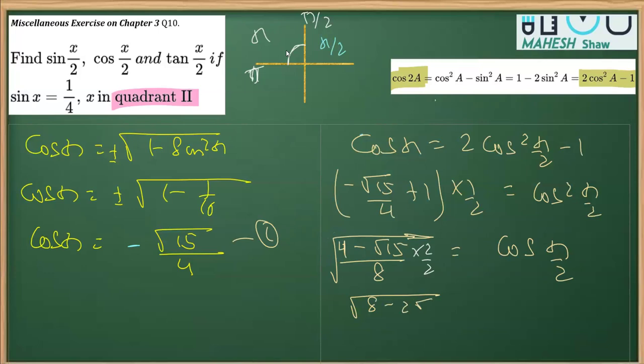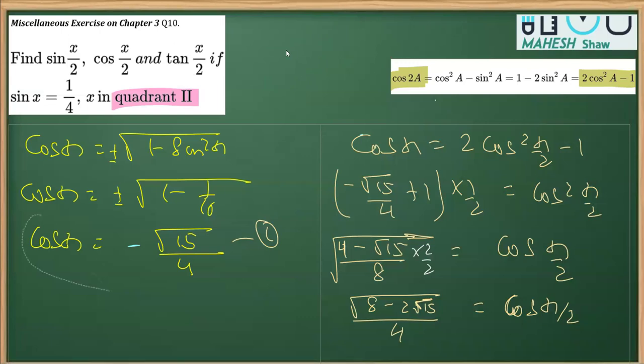2 times 4 is 8 and 2 times under root 15 will be 2 under root 15. And 8 into 2 is 16, and under root 16 is 4. So I'll be writing 4 here. So we got the value of cos x by 2 now. So once we have obtained cos x by 2, now next thing we are going to get is sin x by 2.